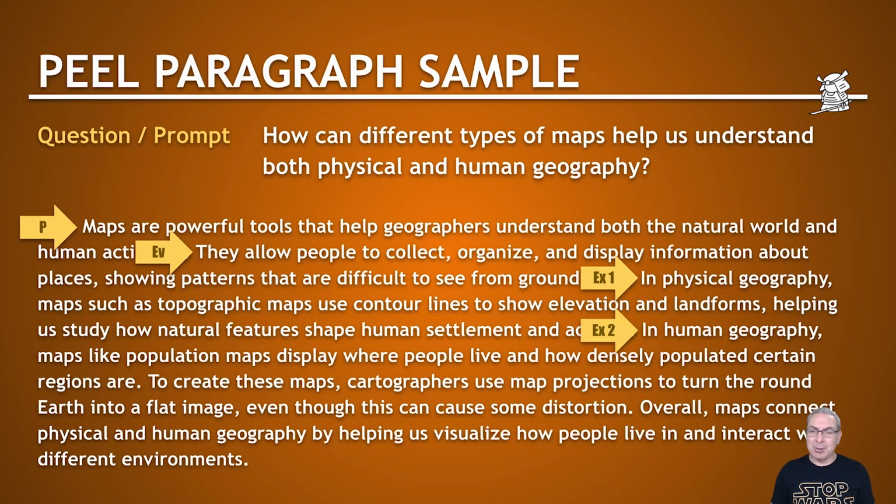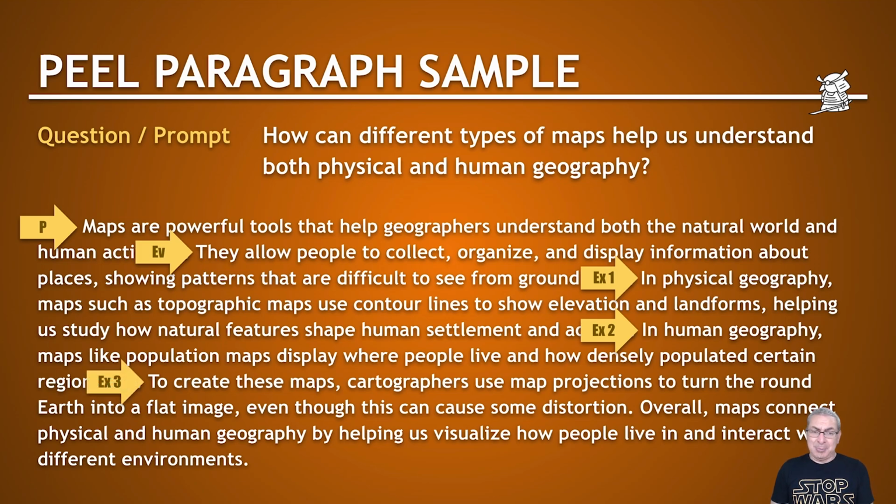My second example, and again I don't say for example, but I could write for example before it. In human geography, maps like population maps display where people live and how densely populated certain regions are. Again, that links to human geography, and I'm talking about why population maps, as an example, are important for geographers, how they help a geographer. And then the next one.